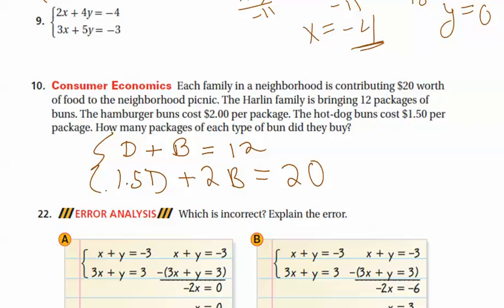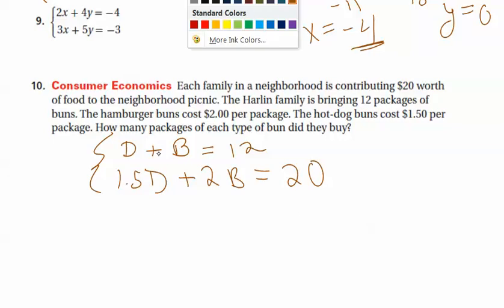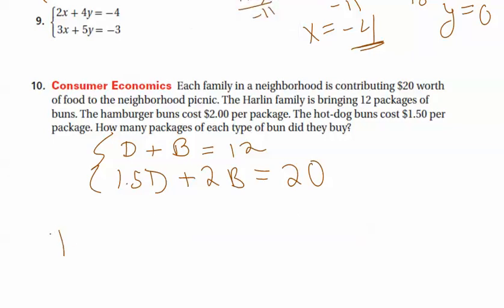It doesn't say that you have to use elimination to solve this. You could, by multiplying the top equation by like negative 2, and then you could use elimination. But if I wasn't told which kind of method to use, I would use substitution. I could easily solve the top equation for either D or B by just subtracting the other one. So I could solve for D by just subtracting B on both sides. And then I'd have dogs, hot dog buns, equals 12 minus the hamburger buns.